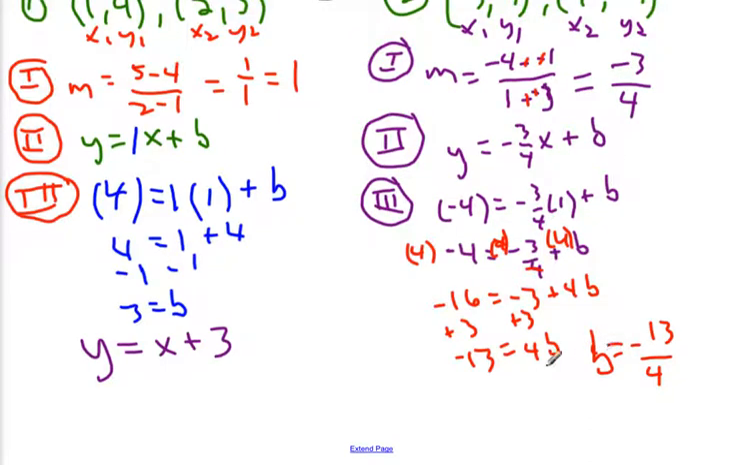We have a slope, we have a y-intercept, so let's write our final equation. It would be y equals negative 3/4 x minus 13 over 4. So yes, it looks messy, but that indeed is our equation. And you have now found the equation of a line in 3 different ways: given slope and a point, and given 2 points.